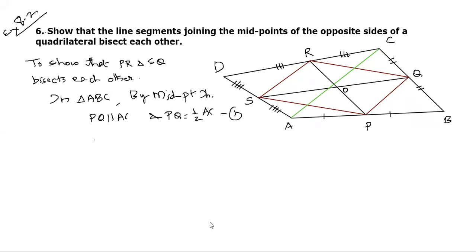Again, see, I'll show you which triangle I considered. This triangle, ABC triangle. If you see this triangle, in this triangle, P is the midpoint, Q is the midpoint. So this line is joining the midpoints. Therefore, this will be parallel to this and equal to half of it. Okay.